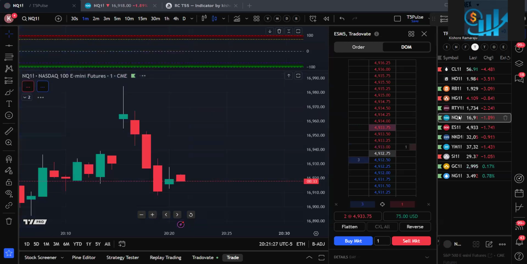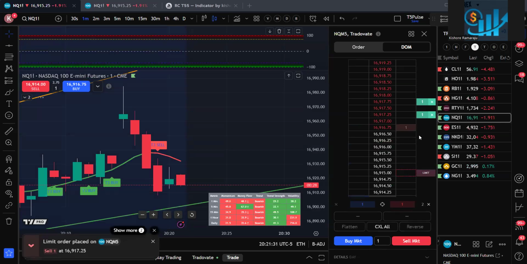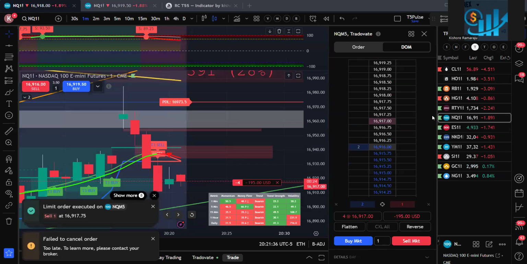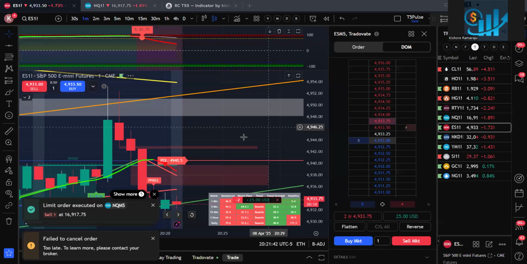Even if we want NQ, we can go to NQ. Order submitted. Order filled. I took a shot on NQ also. Both ES and NQ move in the same direction.